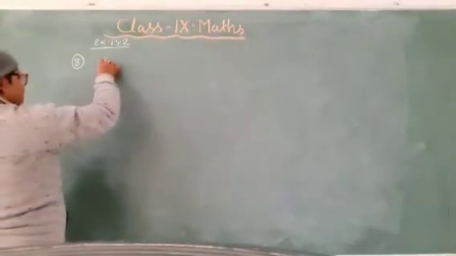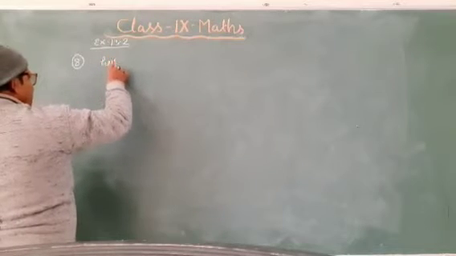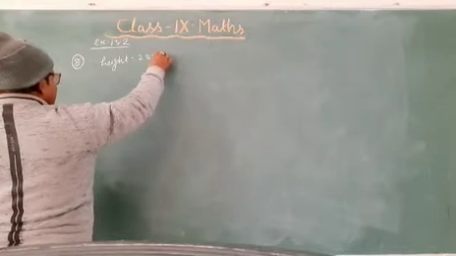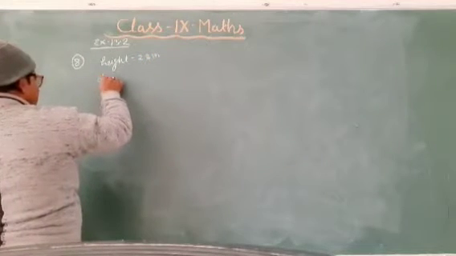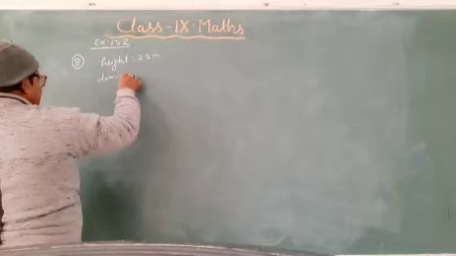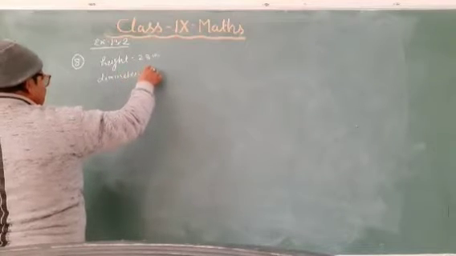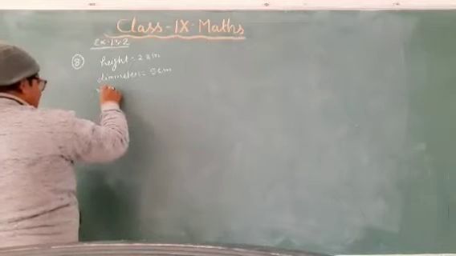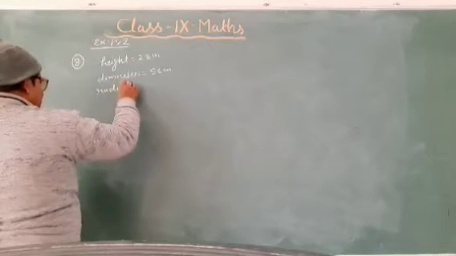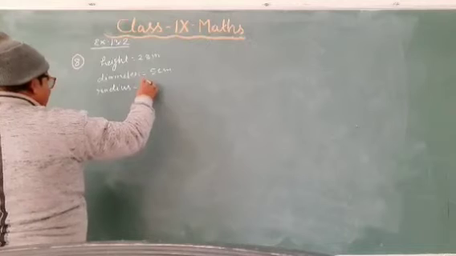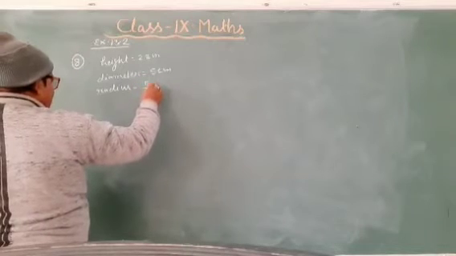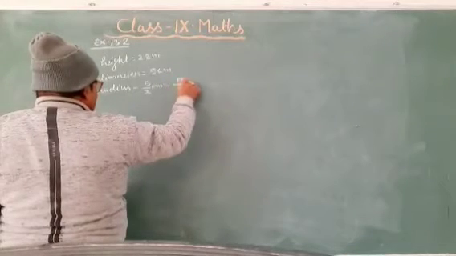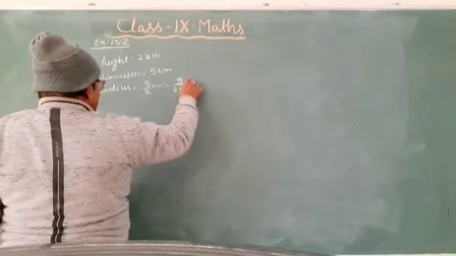Length means height, 28 meter, and diameter 5 centimeter. So the radius is 5/2 centimeter, equal to 5/200 meter.